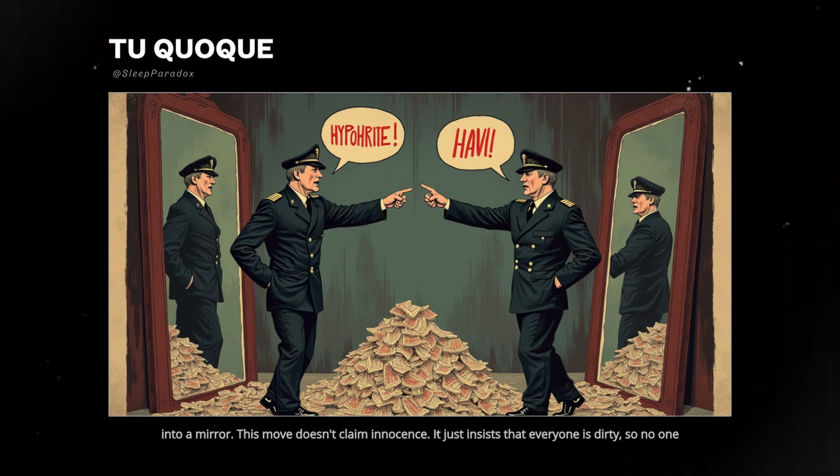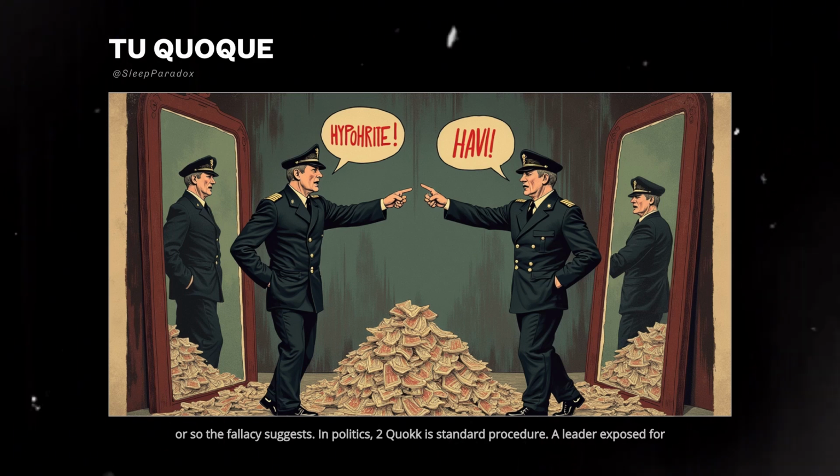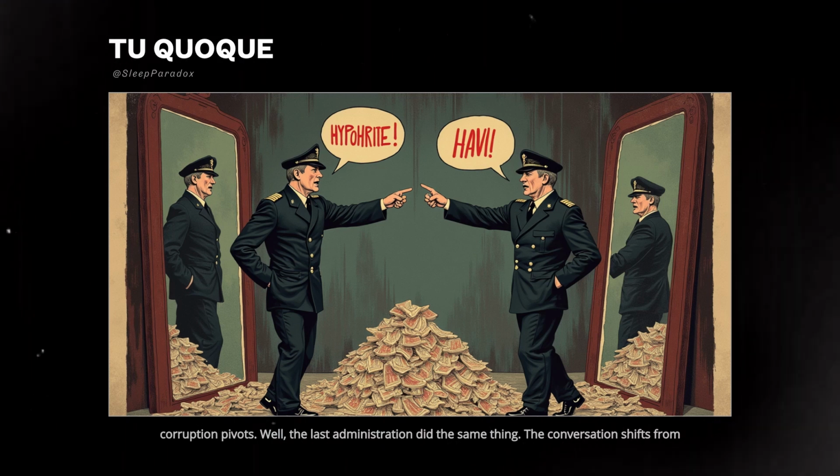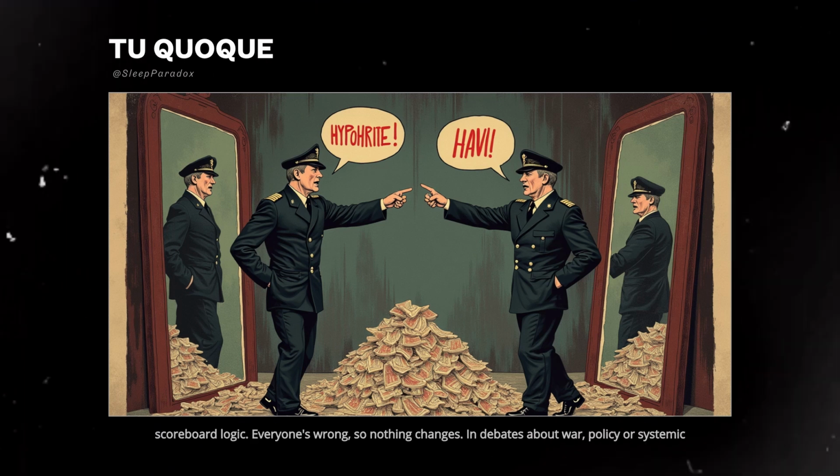This move doesn't claim innocence, it just insists that everyone is dirty, so no one should be held accountable. It's a shortcut out of responsibility, designed to blur the moral line by dragging everyone into the mud. If the accuser is flawed, then their point becomes invalid, the fallacy suggests. In politics, tu quoque is standard procedure. A leader exposed for corruption pivots. Well, the last administration did the same thing. The conversation shifts from what was done to who's worse, so the public loses interest in justice and gets trapped in tribal scoreboard logic. Everyone's wrong, so nothing changes.